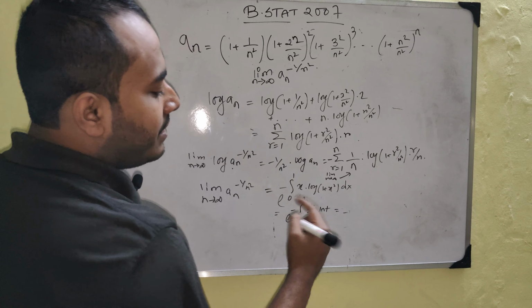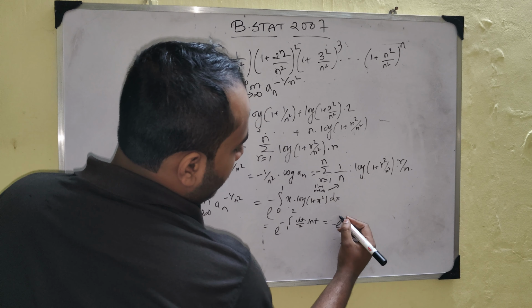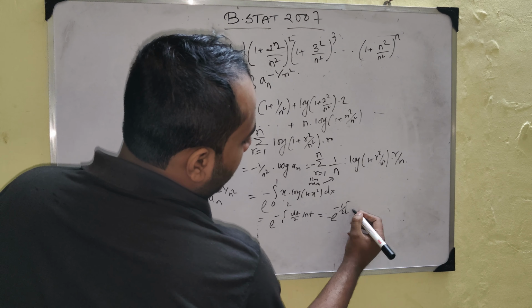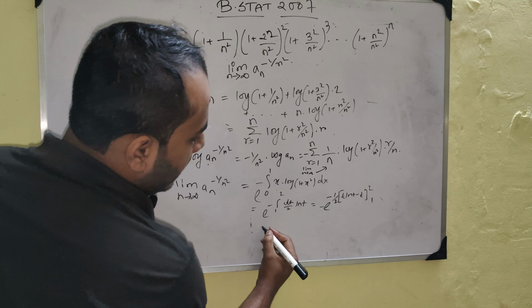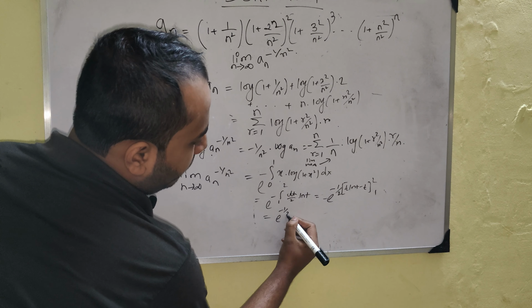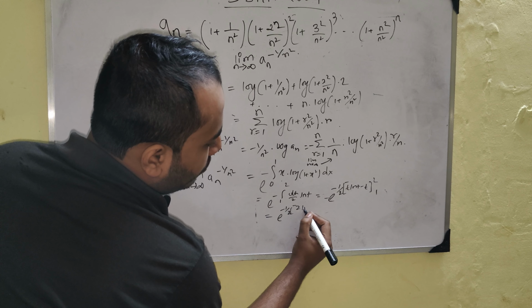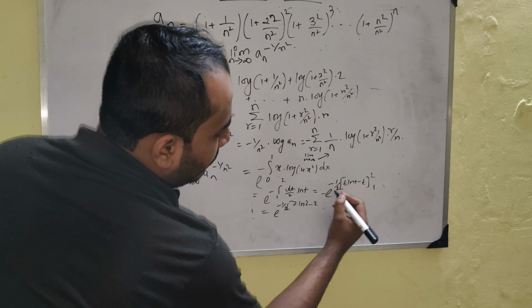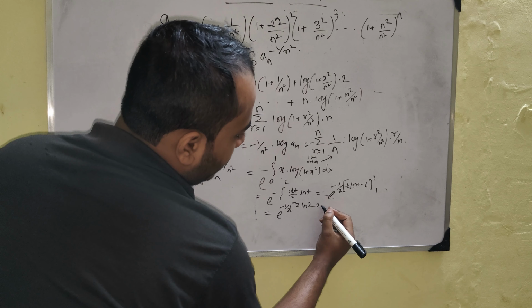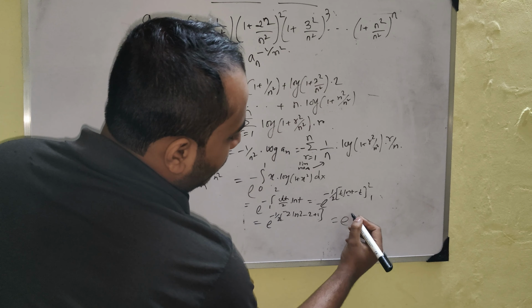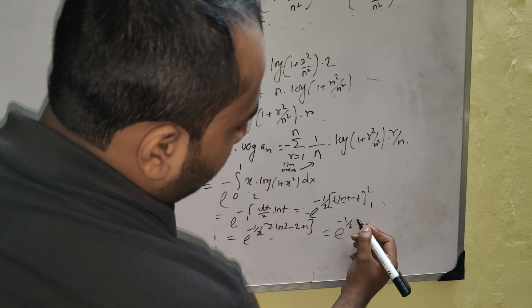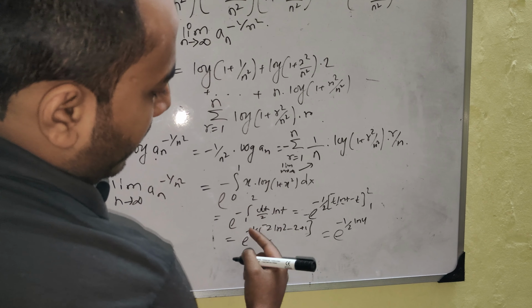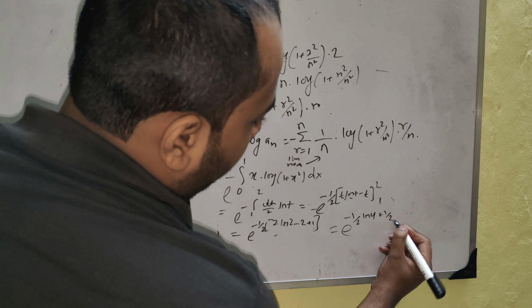Now we know the integral of ln t is t ln t minus t. So e to the power minus 1 by 2, and then you have t ln t minus t from 2 to 1. Let us calculate this, and this is our final answer. Put 2 here. This is 2 ln 2 minus 2, and then put 1 here, this is 0, and this is minus 1, which is plus 1. E to the power minus half, ln 4 minus 1, so half ln 4, and then minus 1 plus half would become plus half.